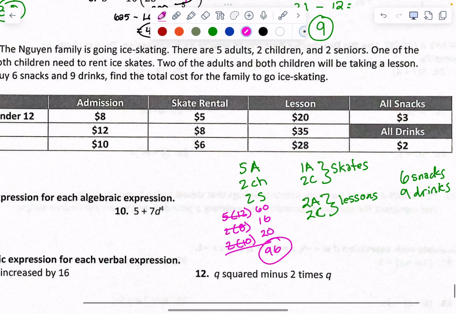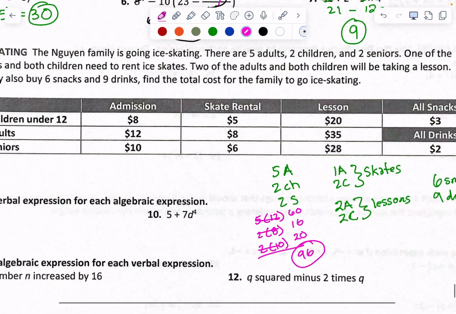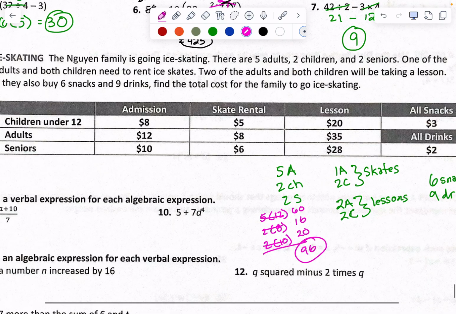96 for that. Okay? Now skates. We have 2 children that need skates, so that'd be 10. And 1 adult that needs skates, 8. So that would be 18 for skates.